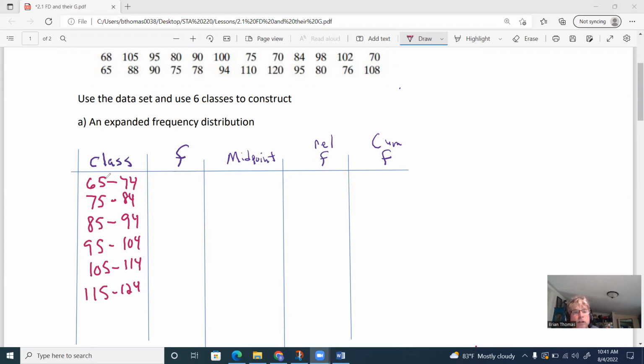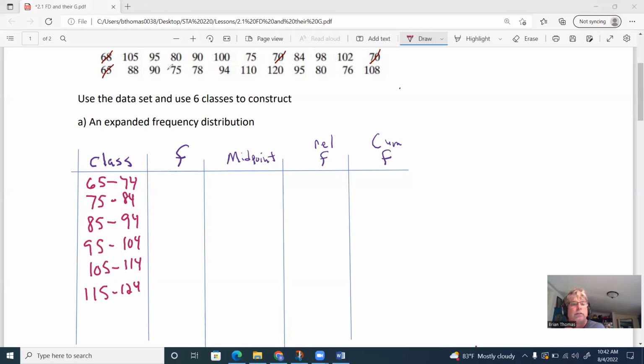So the first thing I want to try to do is identify data entries that are between 65 and 74. So 68 is between 65 and 74. 105 is not. 95 is not. 80 is not. 70 is. 70 is. 65 is good, as long as it matches either the lower limit or upper limit, and or between. So that's the lower limit.